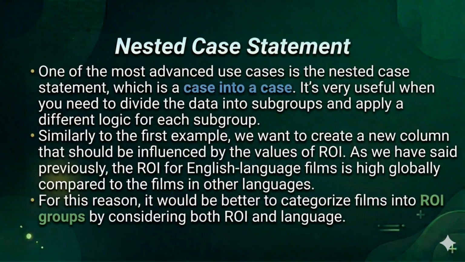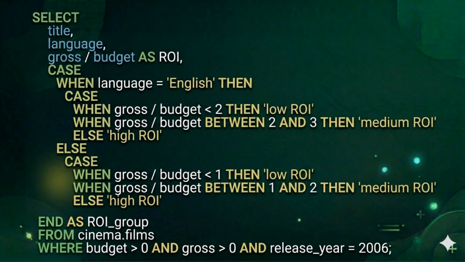Similar to our earlier example, we want to create a new column that is influenced by the values of ROI. As we discussed before, films in the English language generally have a higher ROI globally compared to films in other languages. So instead of applying a single rule, it makes more sense to use a layered approach. For this reason, we categorize films into ROI groups by considering both ROI and language. This is where a nested CASE statement becomes powerful, allowing us to apply multi-level conditional logic in a structured and efficient way. Now let's look at a practical example of a nested CASE statement in action.